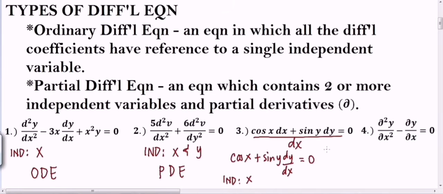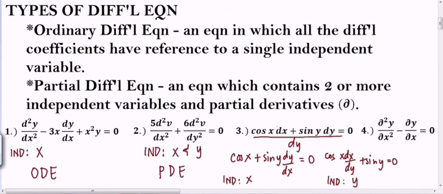Ngayon, pag dinivide ko yan sa dy, meron ding isa pa rin. Isa lang din yung kanyang magiging independent variable. Not x and y. Isa lang. Pagka dinivide ko ito sa dy, syempre, makakancel yung dy dito. So, magiging cosine x dx over dy plus sine y is equal to 0. Okay, so, ang independent natin dyan naman is y. Again, baka sabihin nyo, ma'am, dalawa po kasi x and y. Hindi yun ganun, guys. Pipili lang kayo ng isa.